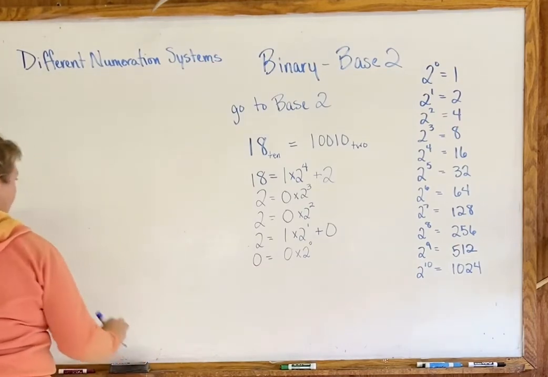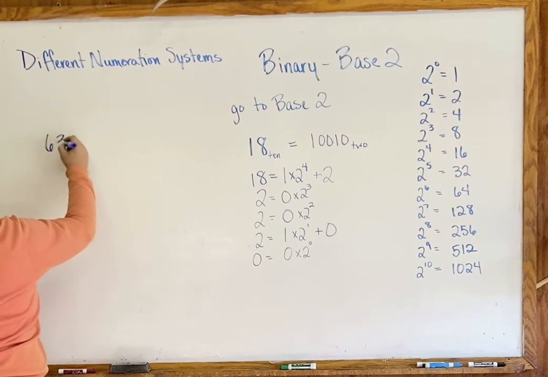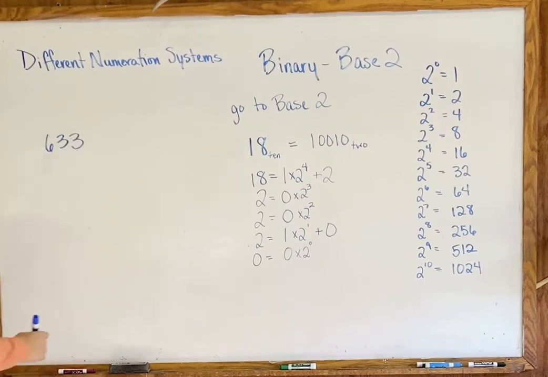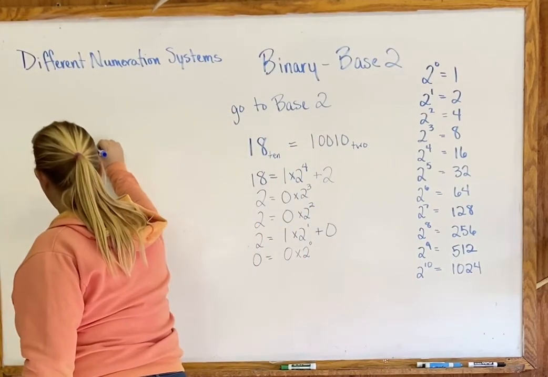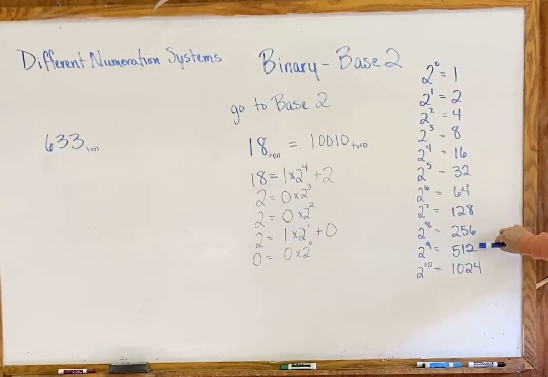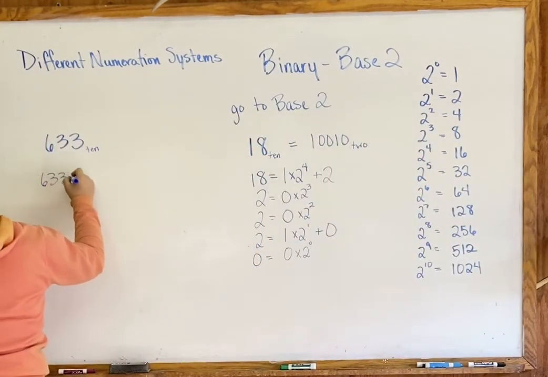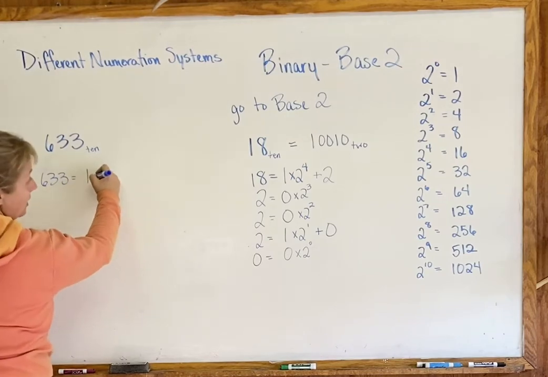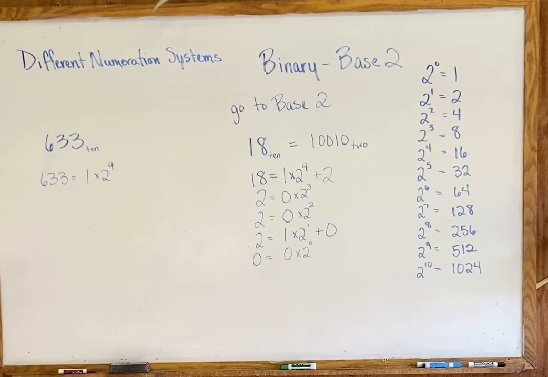So let's say that I gave you the number 633. So 633 in base 10. Come over to our list, and it means that we're going to start here, right? This is too big, so we're going to start here. So 633 can be written as 1 of the 2 to the 9ths. Okay, so it's 1 2 to the 9th.